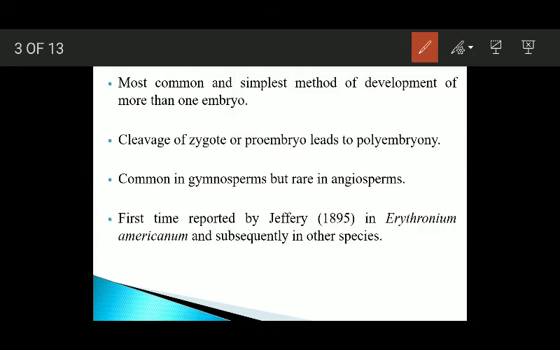Cleavage polyembryony, it is of common occurrence in gymnosperms, but it is of rare occurrence in angiosperms. So cleavage polyembryony ज़्यादातर gymnosperms में पाई जाती है. ओके, अगर हम angiosperms में देखेंगे cleavage polyembryony का उतना इन्फ्लुएंस नहीं है.